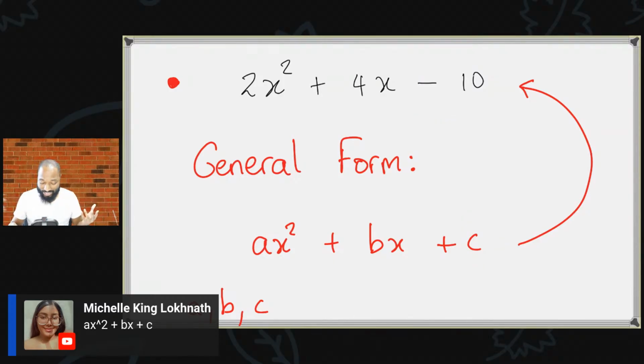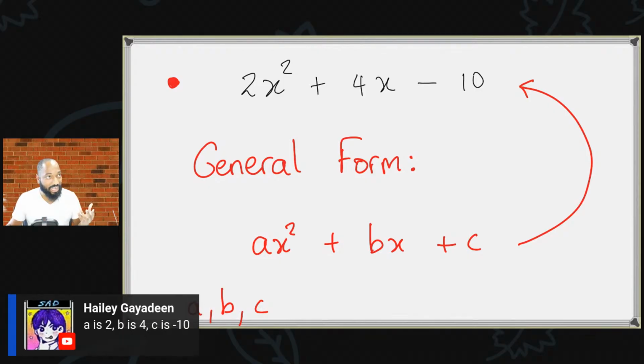So it's very easy, and the chat has it here. Well done, Arian. a is 2, b is 4, and c is negative 10. Easy, right? Everybody understand that?